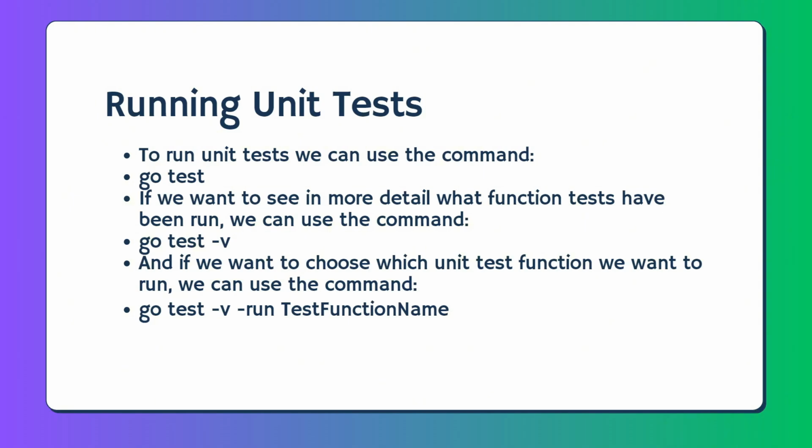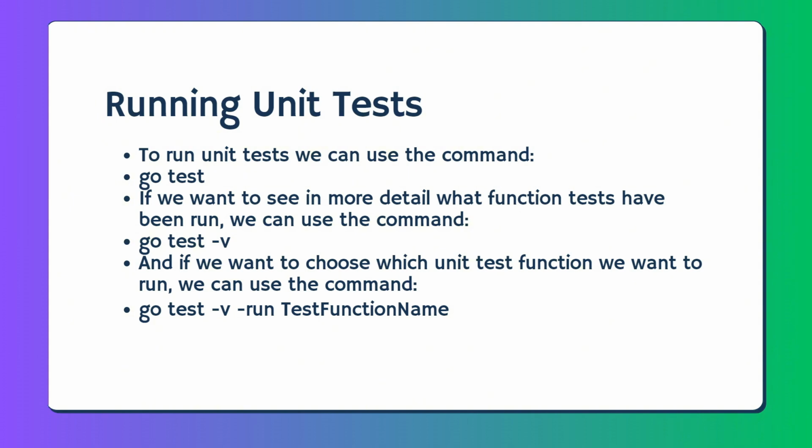Running unit tests. To run unit tests, we can use the command go test. If we want to see in more detail what function tests have been run, we can use the command go test -v. And if we want to choose which unit test function we want to run, we can use the command go test -v -run=TestFunctionName.